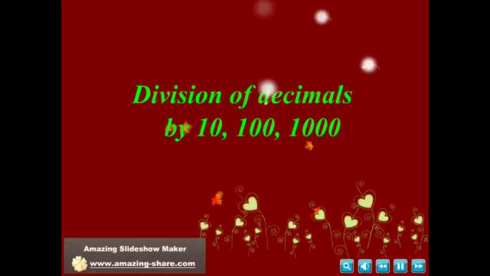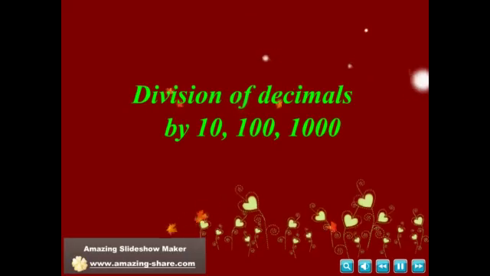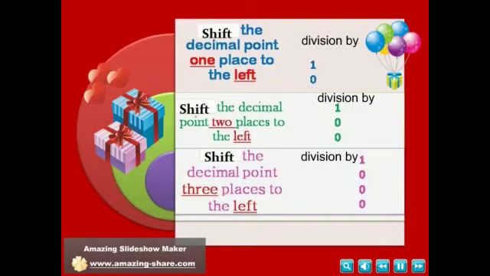In conclusion, in today's video, we discussed division of decimal numbers by 10, 100 and 1000. For division of any decimal number by 10, we have to shift the decimal point 1 place to the left. For division of a decimal number by 100, we have to shift the decimal point 2 places to the left. And for division of a decimal number by 1000, we have to shift the decimal point 3 places to the left.